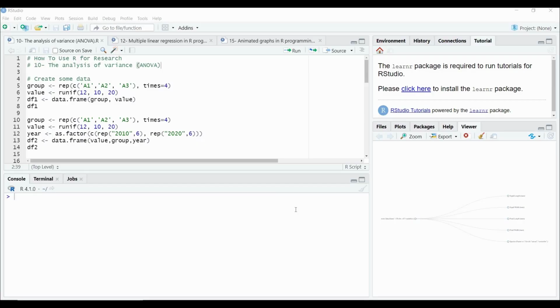Welcome to our tutorial, How to use R for research. In this session, we teach you analysis of variance, or ANOVA, in R programming.